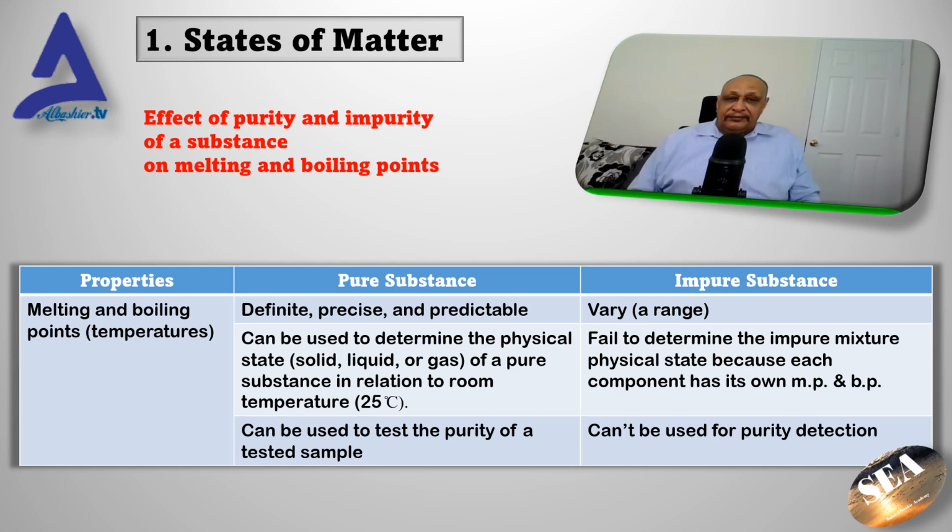Now, let us move on. If I have a tested substance and this tested substance melts below 25 degrees centigrade and boils below 25 degrees centigrade, that means this tested substance at universal room temperature, 25 degrees Celsius, is in a gas state. It is a gas.